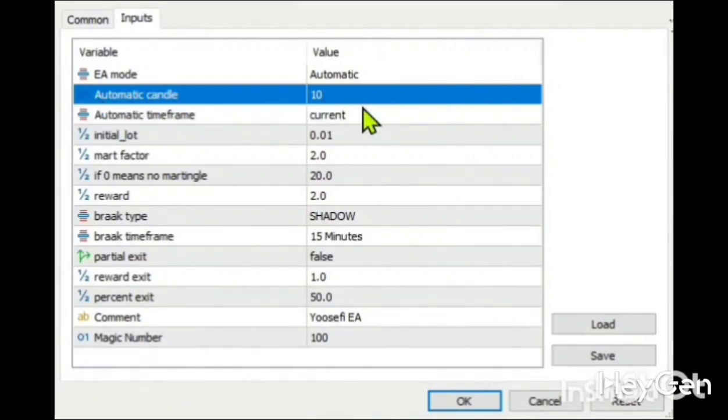It asks which time frame to analyze the 10 candles. If set to current, it adjusts those candles. Set the high and low for 1 minute to analyze the last 10 candles. I'll set the mode to manual to adjust the high and low myself.